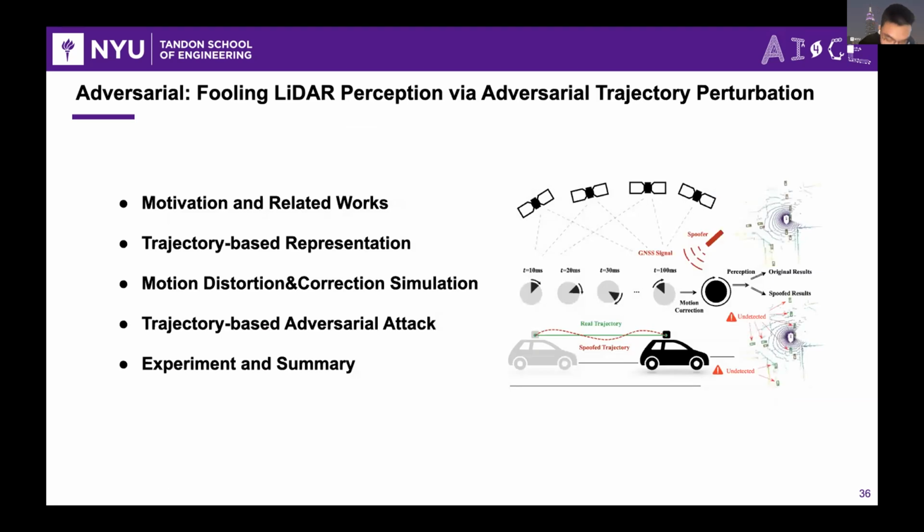Okay, now let's skip to the next part, the adversarial part. In this paper, on LiDAR perception by adversarial trajectory perturbation, we investigate an overlooked vulnerability which lies in the motion compensation process. And we show that only adversarial spoofing of a vehicle's trajectory can fool the LiDAR perception system.